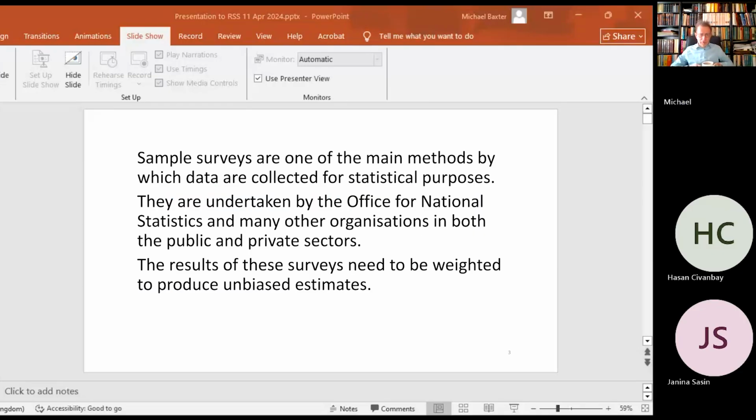So sample surveys are one of the main methods by which data are collected for statistical purposes around the world, in particular by the Office for National Statistics, where I worked for many years, and also in my later career when I was working for Kantar, world's largest market research firm. And results from sample surveys always need to be weighted to produce unbiased estimates.